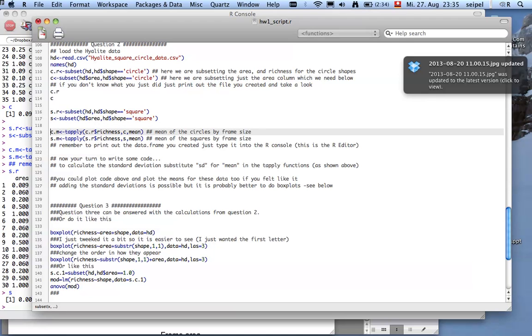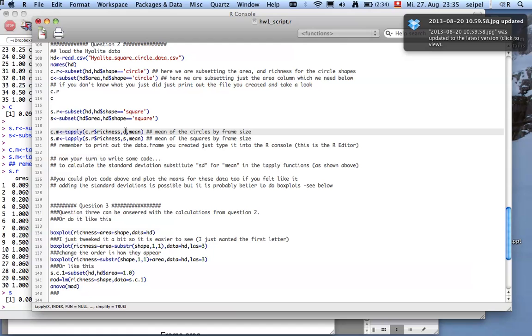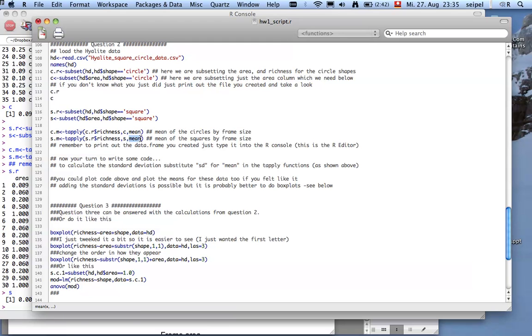And then again, we're just going to execute this table apply command to calculate the mean based on the unique levels of C here, which are the areas for the circles and the areas for the shapes. To calculate the standard deviation, we just substitute standard deviation for mean in this command line. So now you should be able to do all of table 2, or all of question 2, and fill in the table.